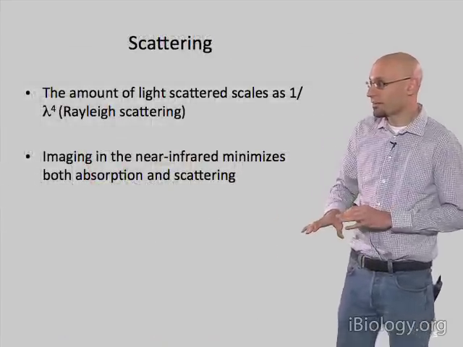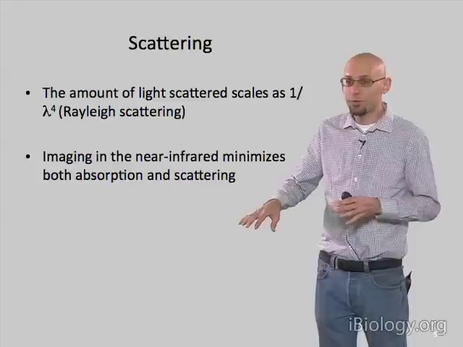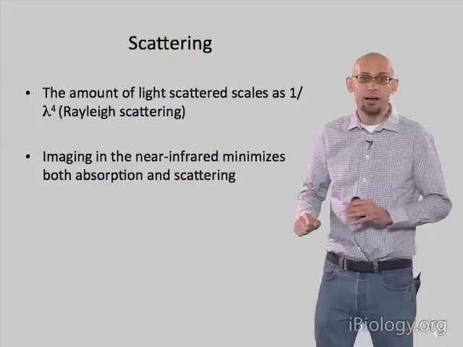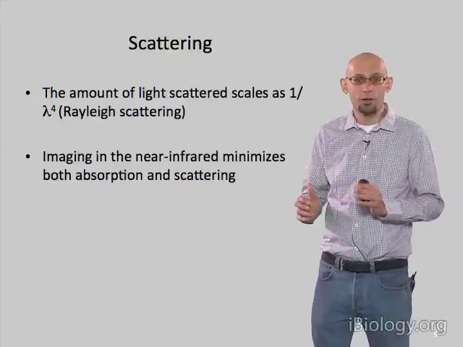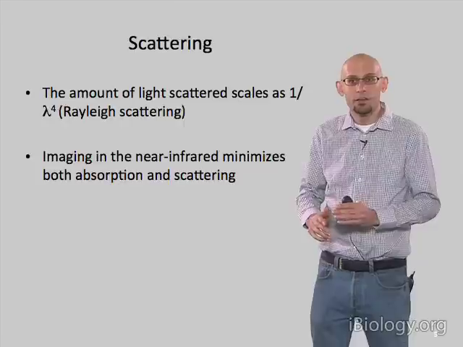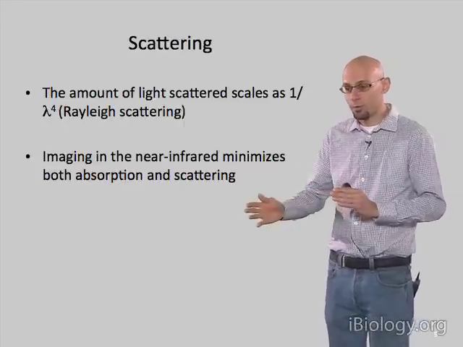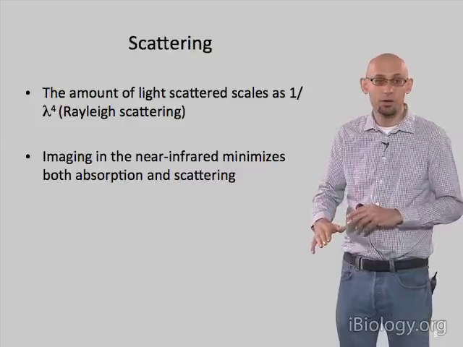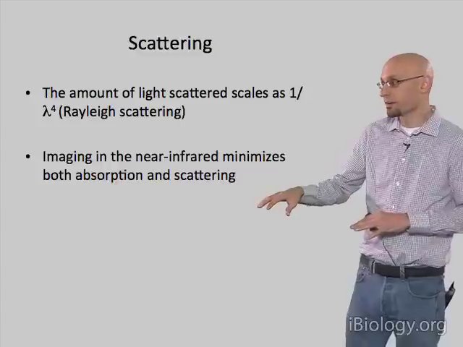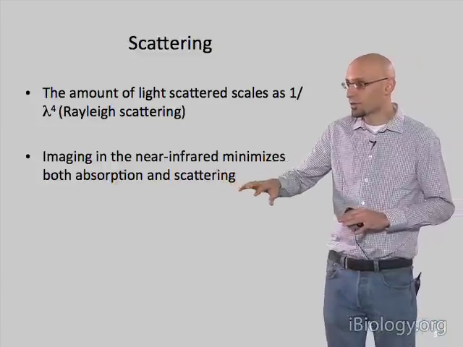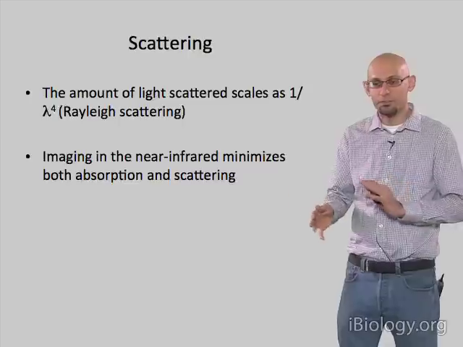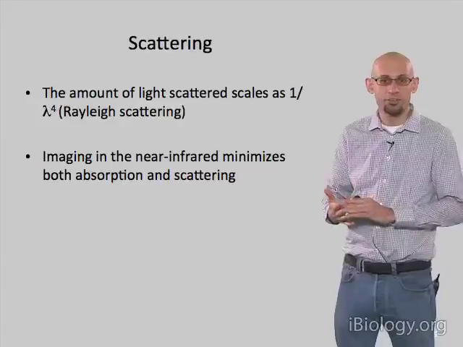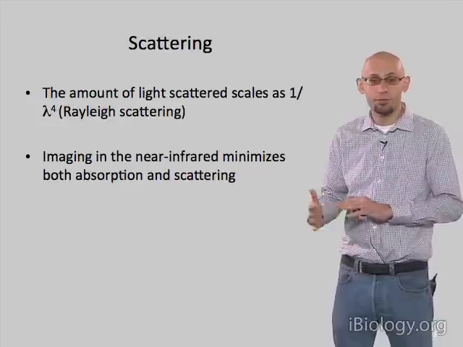So let's talk a little bit about scattering. Scattering also is wavelength dependent. One of the dominant sources is Rayleigh scattering, where the amount of light scattered goes as 1 over the wavelength to the 4th power. So this also gets better in the infrared. As we go to longer wavelengths, there's less scattering. And as we go to shorter wavelengths, there's more scattering. So this also suggests that we should be imaging in the near infrared. And so as a result, imaging in the near infrared, the far red to the near infrared window, this window around 1 micron, is really good for imaging into thick biological tissues because it minimizes absorption and it also reduces scattering.